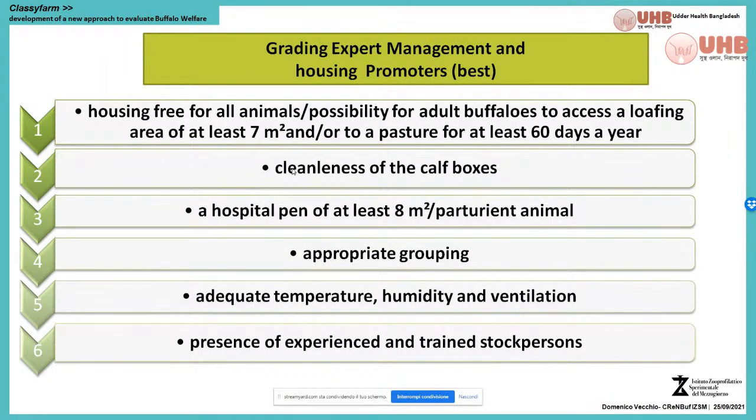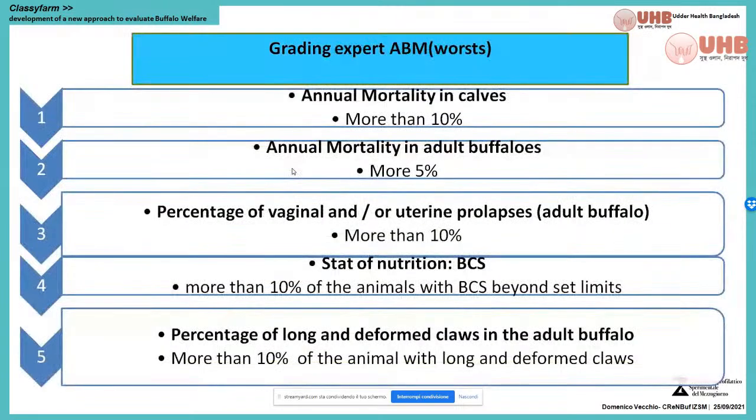The welfare promoters dealing with optimal buffalo comfort around resting obtained the highest rating, in particular housing free for all animals and the possibility for adult buffaloes to access a loafing area of at least 7 square meters and/or a pasture for at least 60 days a year, cleanliness of the calf boxes, and a hospital pen of at least 8 square meters for parturient animals. In addition, a score was given to appropriate grouping, adequate temperature, humidity and ventilation, and presence of an experienced and trained stockperson.